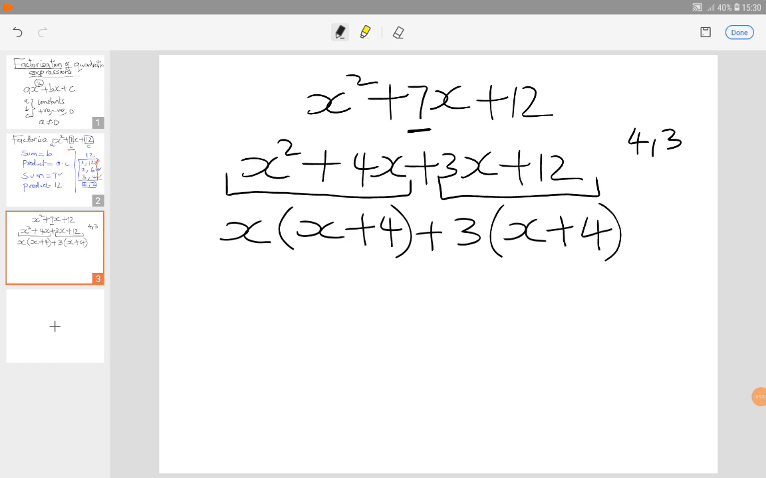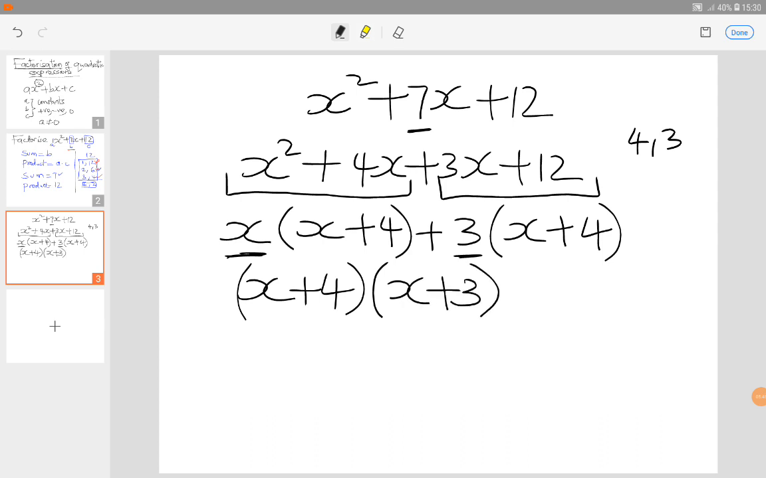Now when you check, the factors inside the brackets are the same, so you pick one, x plus 4, and you combine the values outside the brackets. So here we have x, the first one, and we also have 3 there, so you combine them, x plus 3. And now this is the factorized form of that quadratic expression. So this is the complete factorization of x squared plus 7x plus 12: x plus 4 times x plus 3.